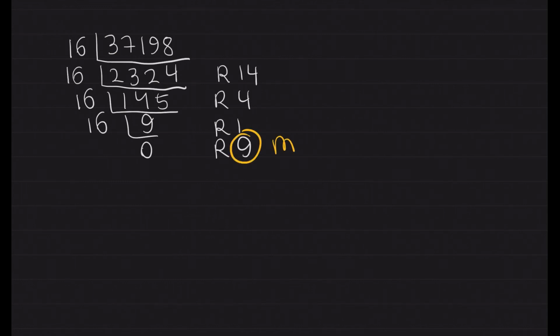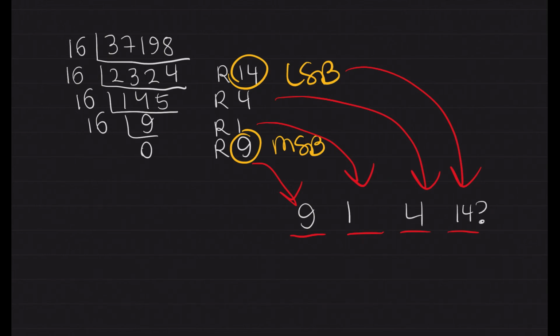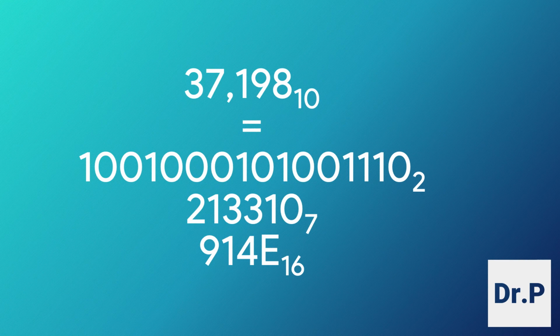Identify the LSB and MSB. Now we need to create the hex value. But wait! Remember, we can only squeeze one digit into each bit. 14 is 2 digits. We solve this by using our decimal to hex conversion chart and noting that 14 becomes E. Therefore, this value is 914E.